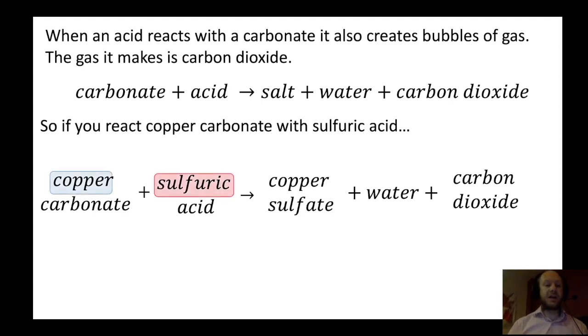You can see I've highlighted the copper and the sulfuric acid here, where we change our names, and that copper becomes the copper in copper sulfate, and the sulfuric in sulfuric acid becomes the sulfate of copper sulfate. Everything else will always be the same in a reaction like this, providing that you're reacting with a carbonate.